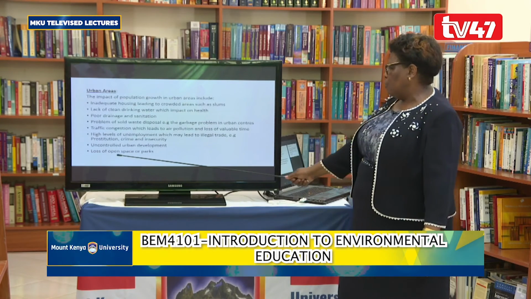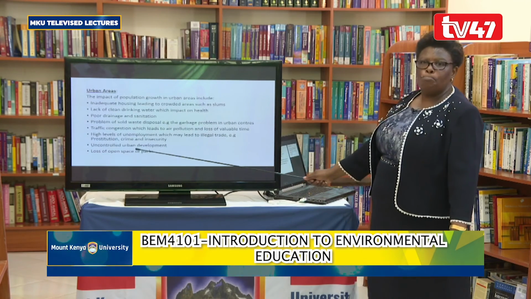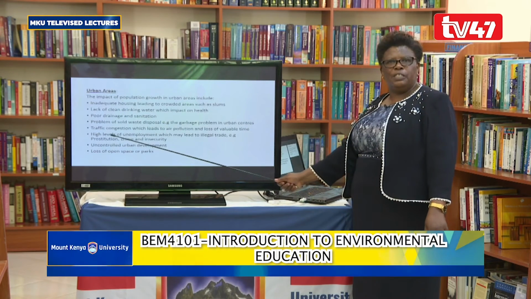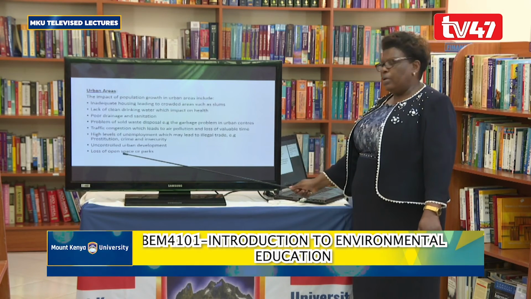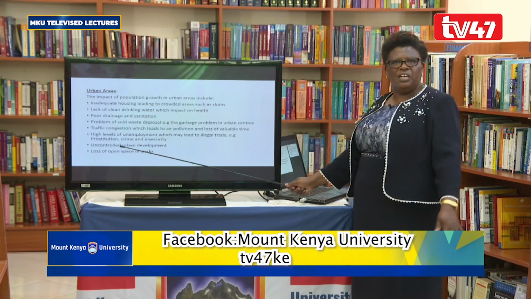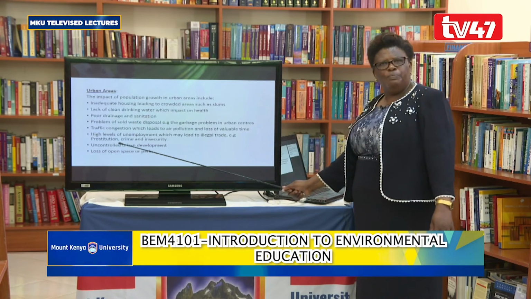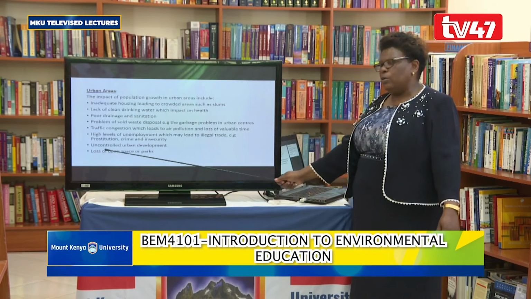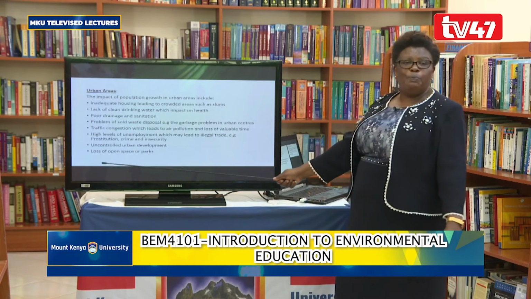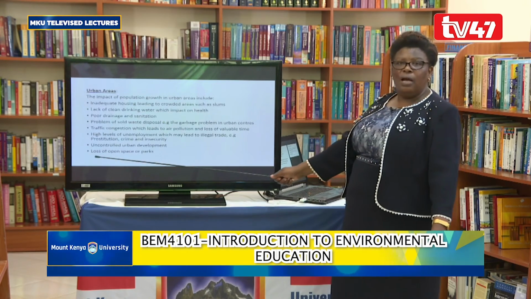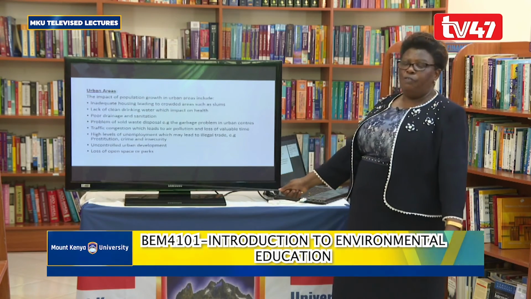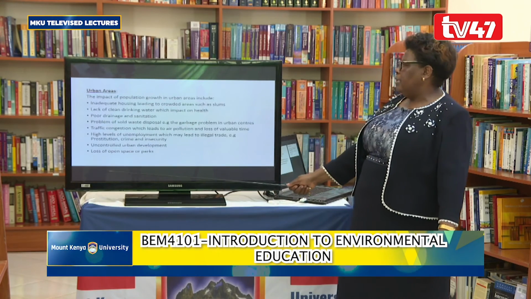The last one is loss of open space or parks. We need to have open spaces for parks, whereby we have open spaces where people can have recreation facilities, like the way we have Uhuru Park. I want to imagine that if Uhuru Park was not well controlled, people would still go there and settle there. It is not uncommon to hear that people have grabbed open spaces and they have built either development projects or they have built houses there. This is the problem of high population in the urban areas.